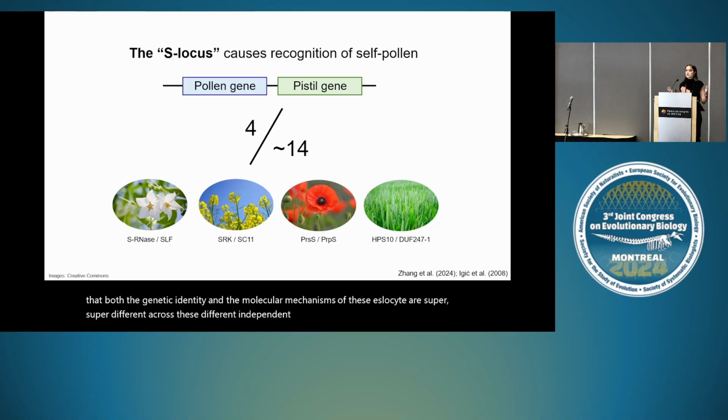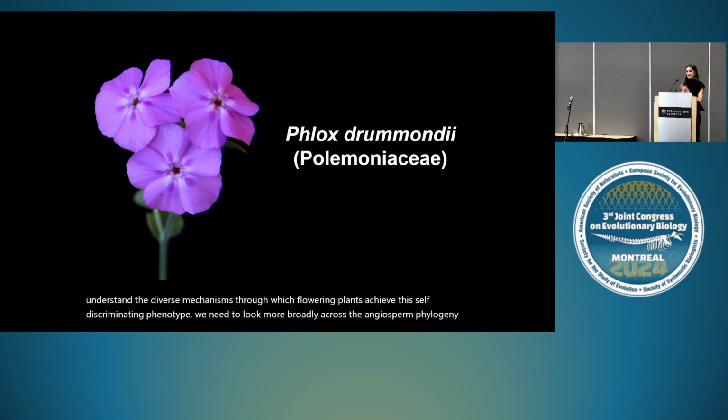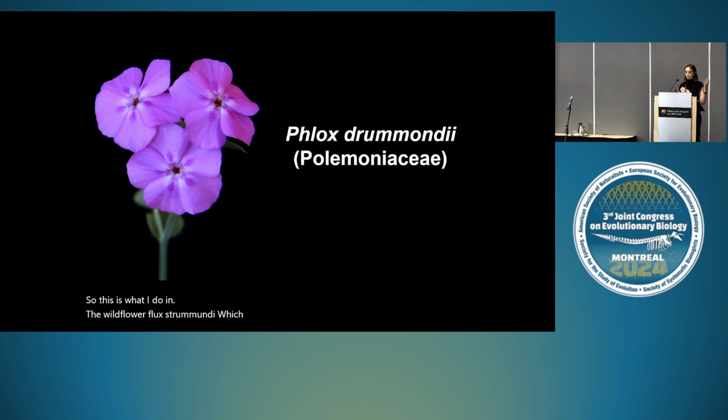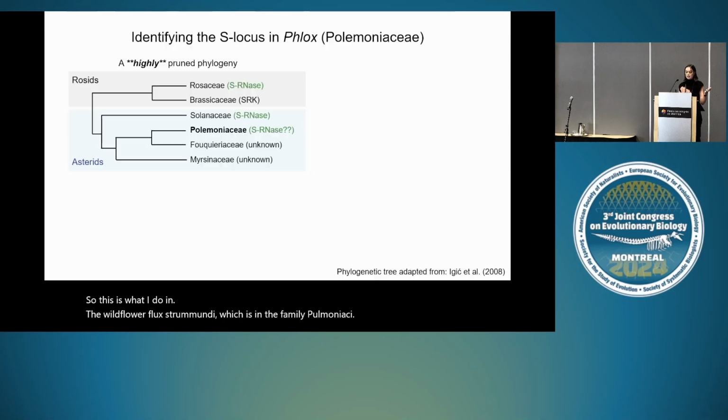So if we really want to understand the diverse mechanisms through which flowering plants achieve this self-discriminating phenotype, we need to look more broadly across the angiosperm phylogeny. So this is what I do in the wildflower Phlox stromundii, which is in the family Polemoniaceae. Based on its phylogenetic position, you have to forgive my highly pruned phylogeny. It's to make a point.